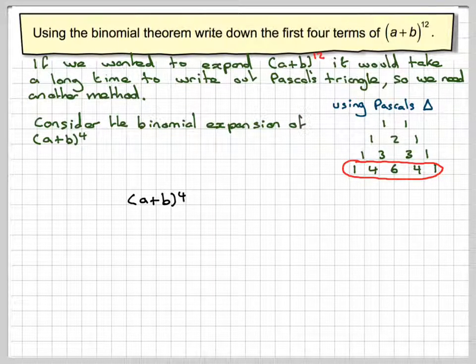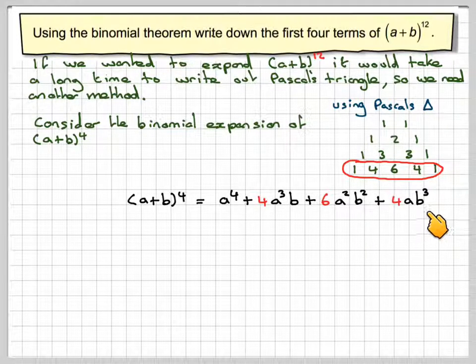So (a + b)^4 is going to be a^4 plus 4a^3 b, so the power of a decreases and we introduce a b, plus 6a^2 b^2 plus 4ab^3, and we stop when we get to b^4, which is the same power as the expansion. These are known as the binomial coefficients. This one is in fact 1, and this one is in fact 1 as well, which comes from the Pascal's triangle idea. Notice that the powers add up to the same power of the original expansion.